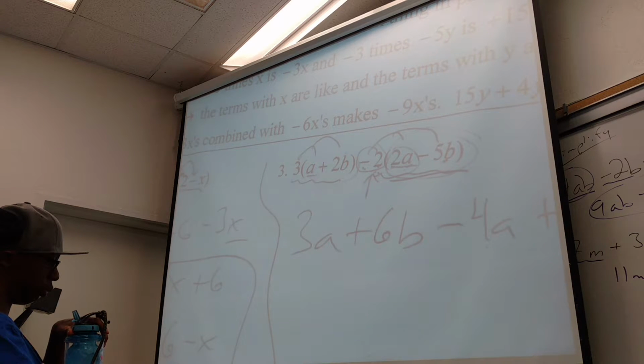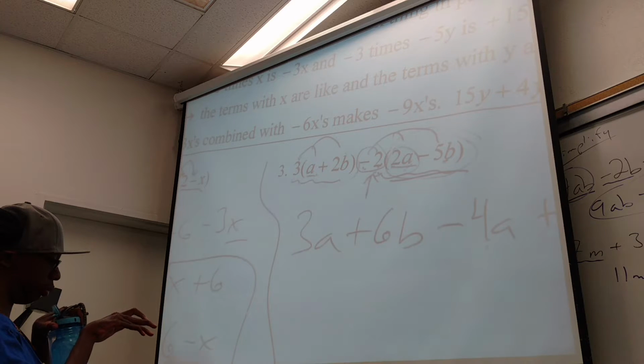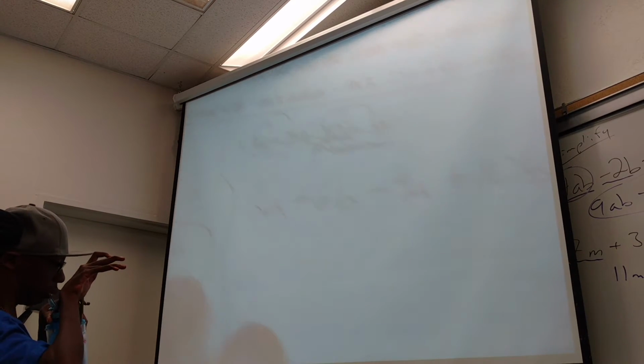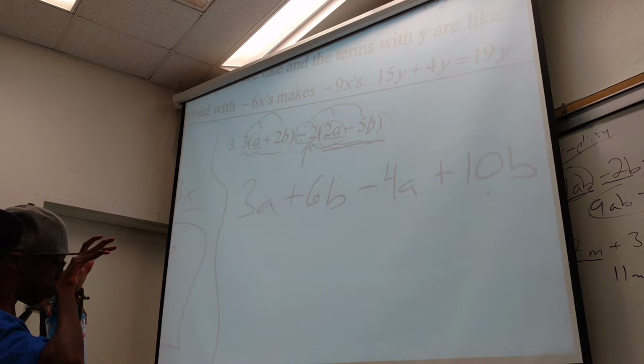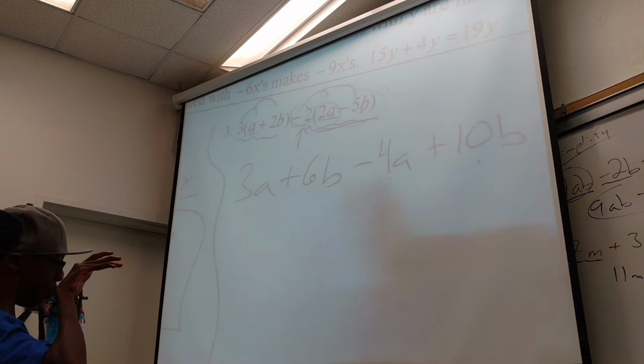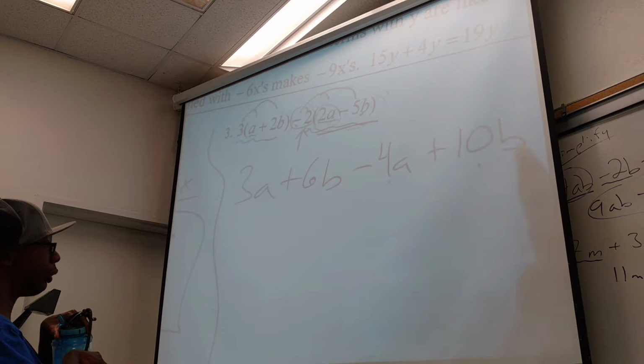You'd have to do multi-step weirdness. It's better just to take the whole thing in. I'm not quite done with it yet. I want to make sure everybody's got this step down. Now it's just get like terms together, right?